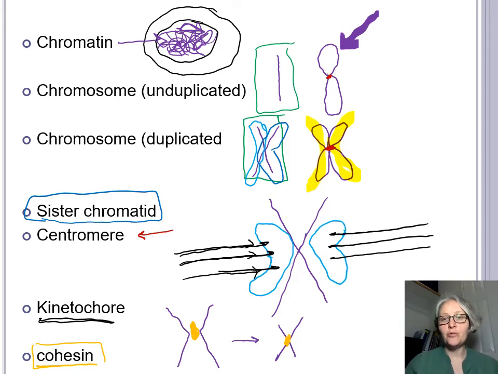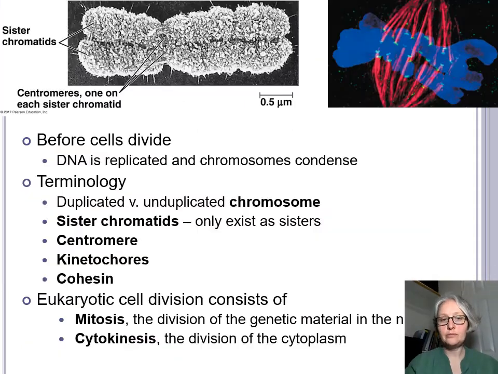Again, these are vocabulary words we'll be using throughout our discussions in chapter 12 and 13, so hopefully that helps you visualize these structures a little bit better. Here we see them all written out for us in nicer terms. So before cells divide, DNA gets replicated and chromosomes condense. You should be able to differentiate between duplicated and unduplicated chromosomes. So unduplicated are the lines versus duplicated are the X's. Sister chromatids only exist as sisters.